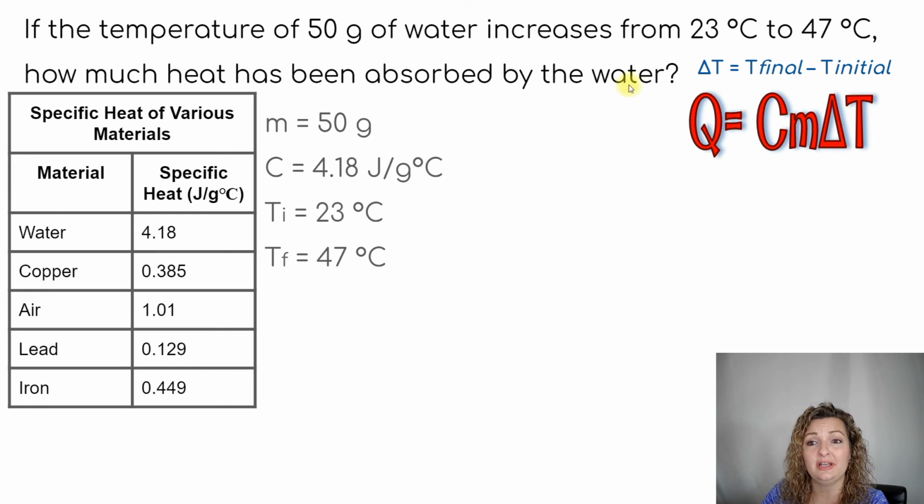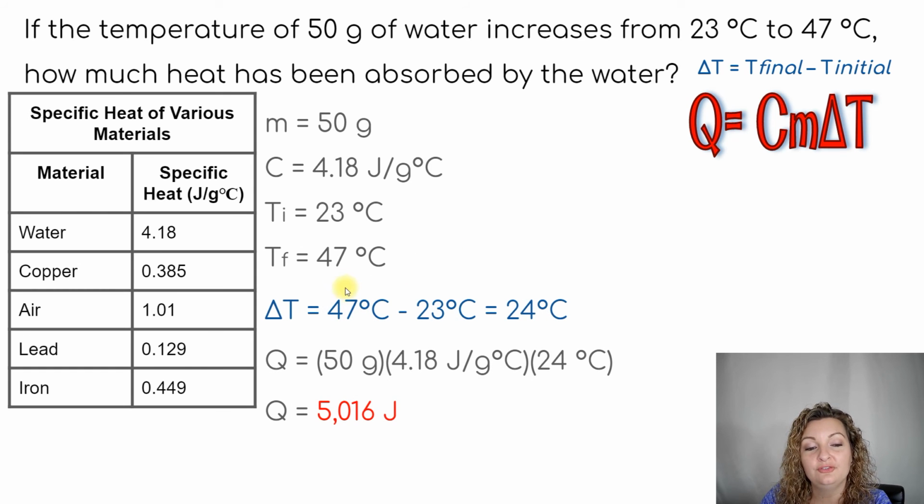And it's talking to us about water. Now we have to go to our data table because it didn't tell us the specific heat of water. So we look for water and see what our specific heat is. It is right here at 4.18 joules per gram degree Celsius. So go ahead and notate that. And we're ready to substitute and solve. All we have to do is solve our delta T first. We take our final temperature, 47, subtract our initial temperature of 23, and we get 24 degrees Celsius. Now we're going to substitute in everything we know and solve in our calculator.